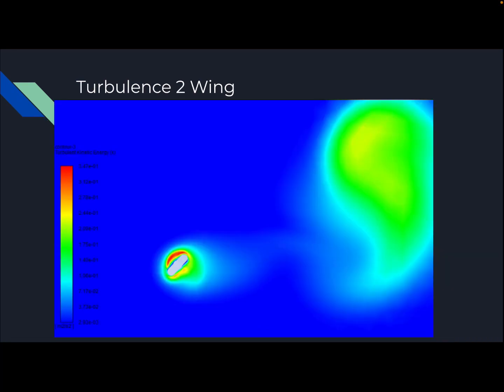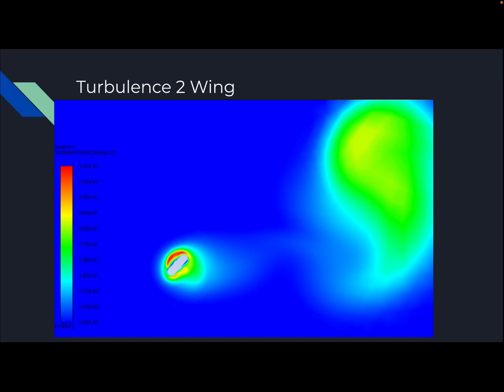Now looking at the two-wing turbulence, we see this red arc wrapping around the top. That shows a high concentration of turbulence flowing and arcing over the two-wing, meaning that we have way more turbulence in the two-wing versus the three-wing, and this also still has the same giant green blob on the back and on the right there.